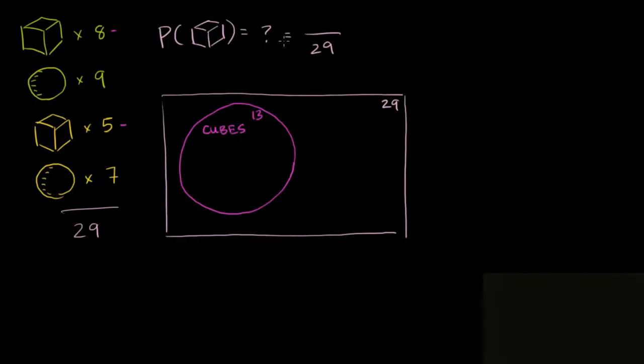So the probability of getting a cube is the number of events that meet our criterion. So there's 13 possible cubes that have an equal likely chance of popping out over all of the possible equally likely events, which are 29. That includes the cubes and the spheres. Now let's ask a different question.